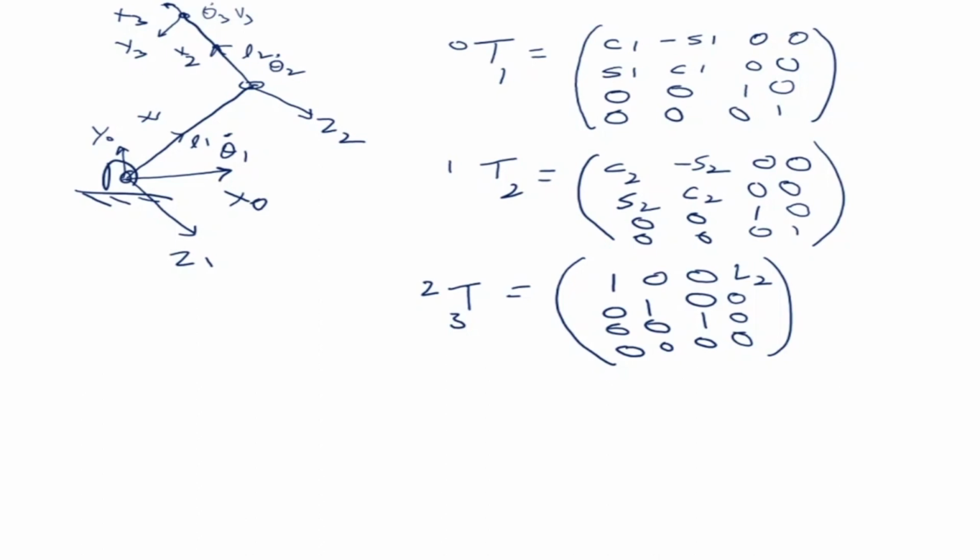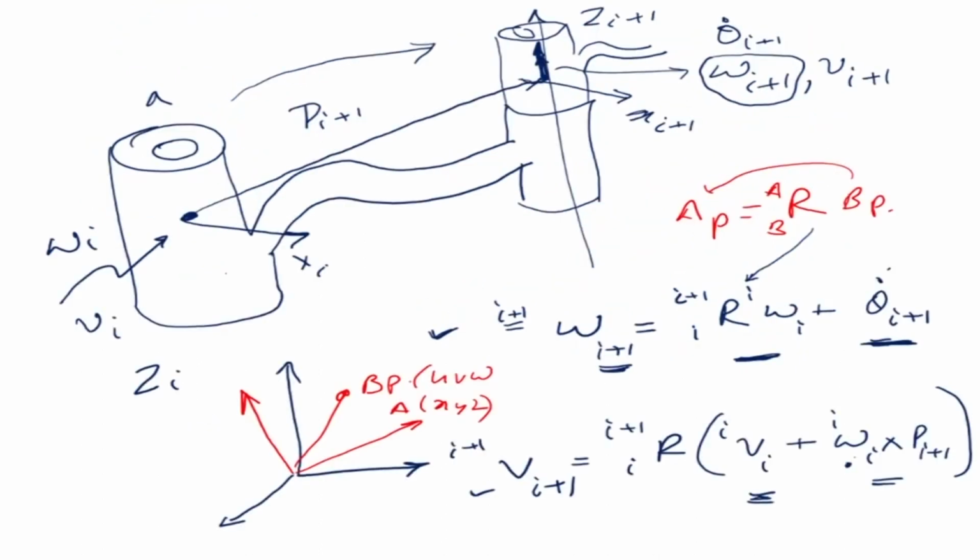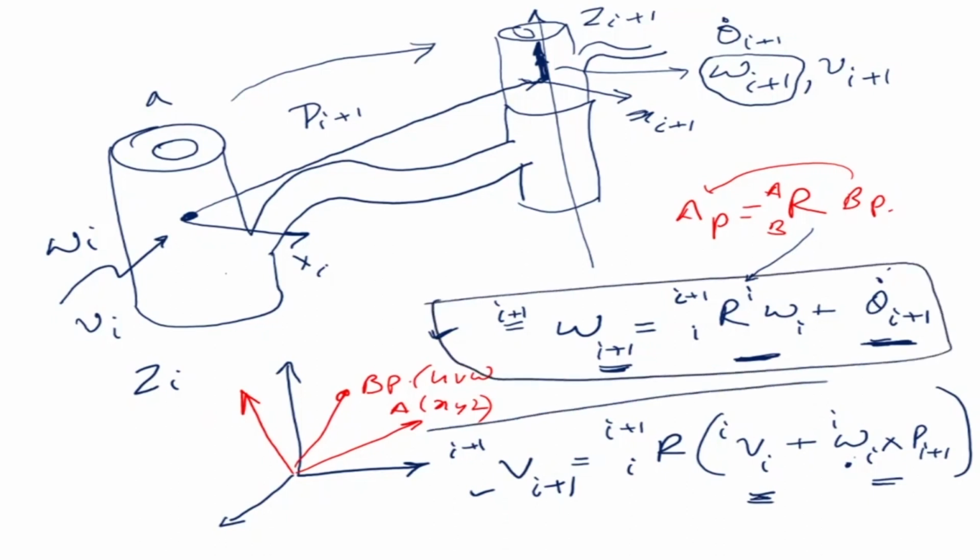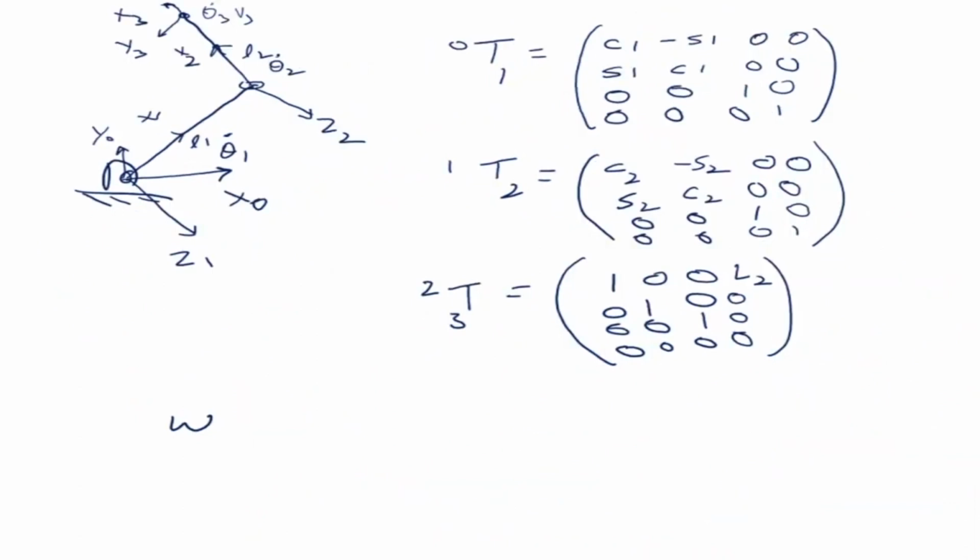Okay, so now let's start off. First, we are going to use these two equations. Please remember these two equations, which are very simple. This one gives us the angular velocity, and this gives us the linear velocity. What does this equation tell us? That the angular velocity is equal to the velocity of the previous link plus its own velocity. So we proceed and say that omega 1 is equal to 0 0 theta 1 dot.